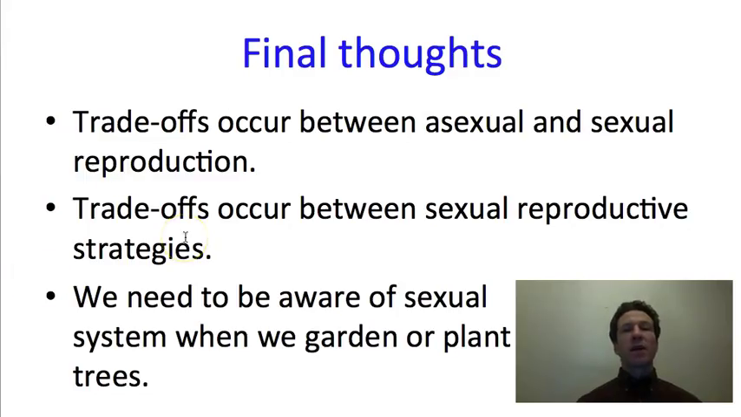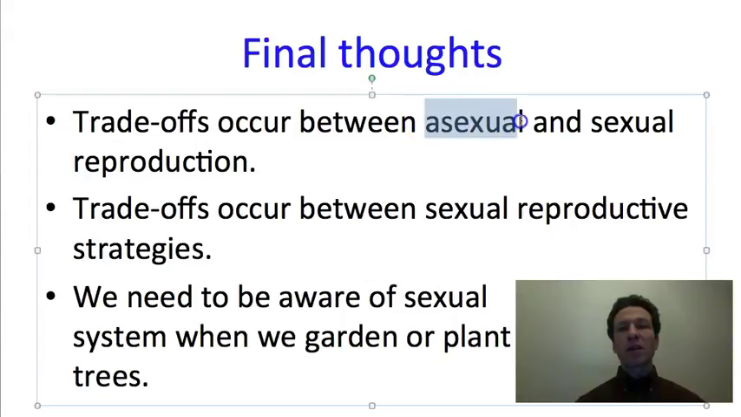Let's wrap up with some final thoughts. First, there is a trade-off between asexual and sexual reproduction. We talked about several advantages for both of these. We also talked about the fact that many plants do both. They make seeds, but they also use one or more of the different ways that we talked about for asexual reproduction.